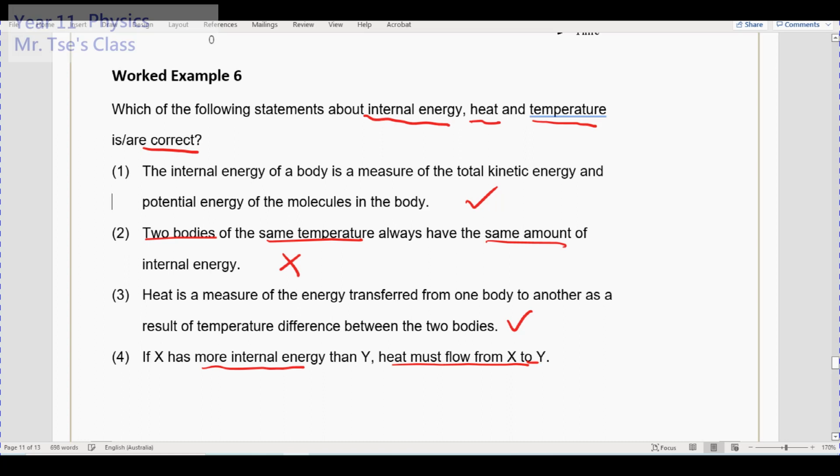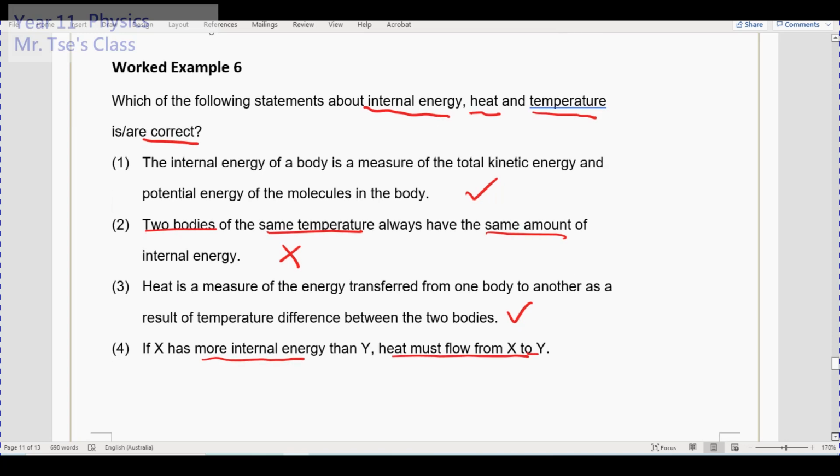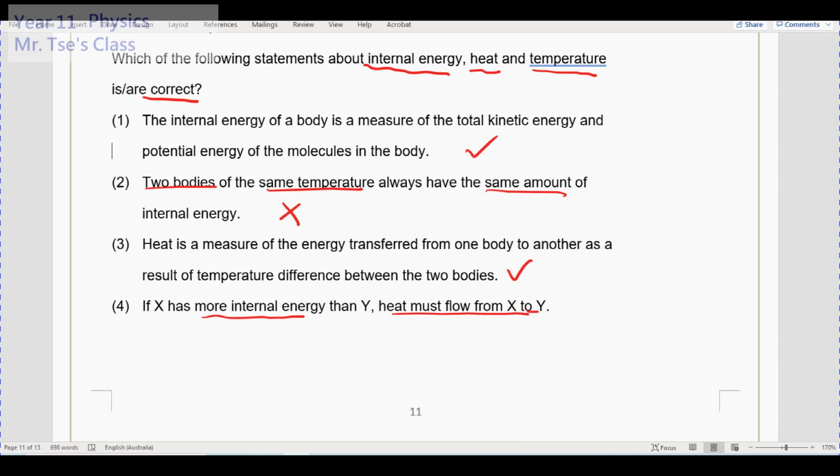Try to look back at what we did before. There's something very close to it, but it's not exactly the same. If you've done your thinking and made your decision, what's your answer then? My answer is wrong, because more internal energy doesn't mean higher temperature, isn't it? It doesn't mean high temperature.